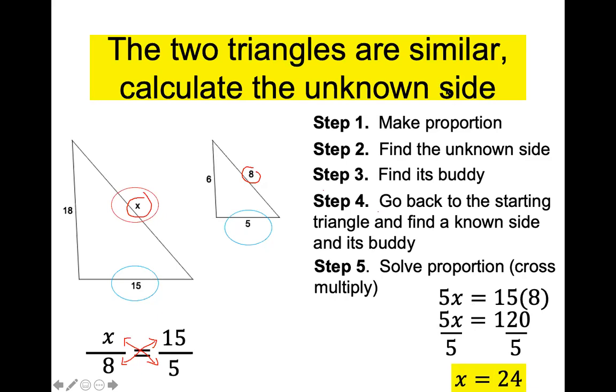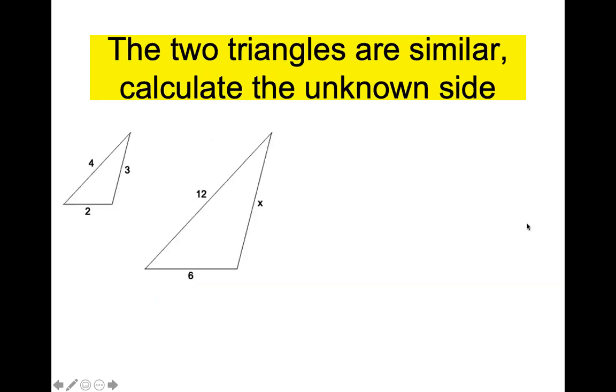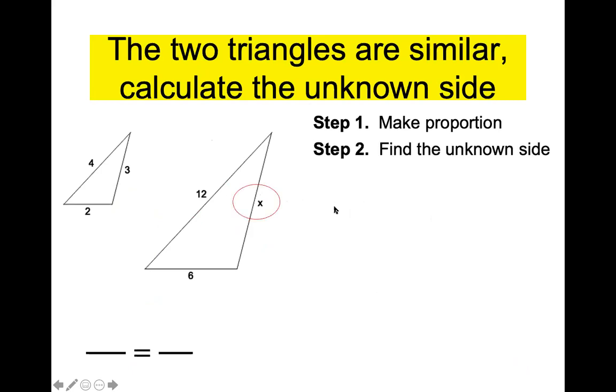We okay? Questions, anyone? Let's see that again. All right, different triangles, they are still similar. Step number 1, I always start with the X and make the proportion. So X is right there. It corresponds with 3. So X over 3, that's its buddy. I go back to the triangle I started with. I started on the big one. You don't have to start on the big one, but I always start with the one where the variable is.